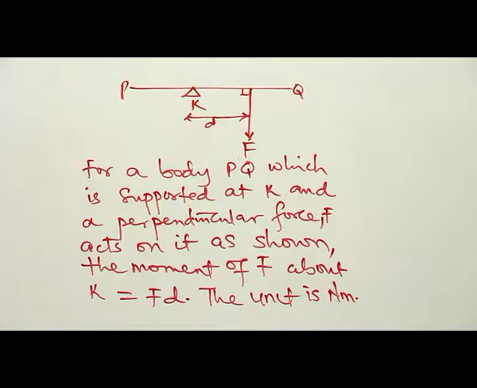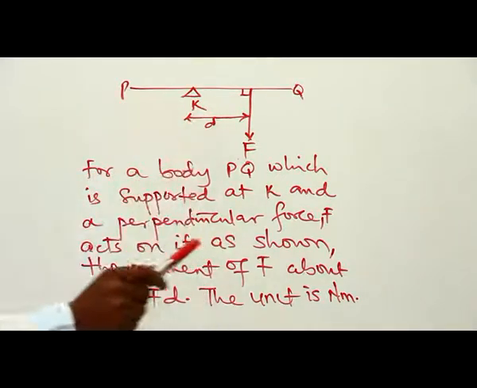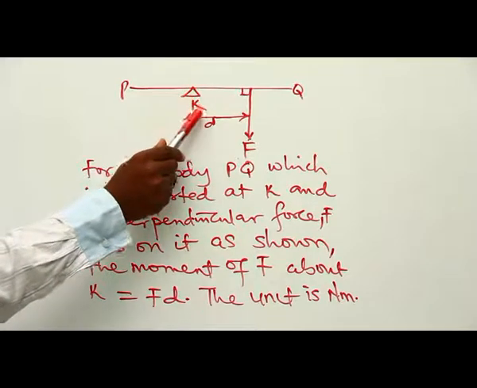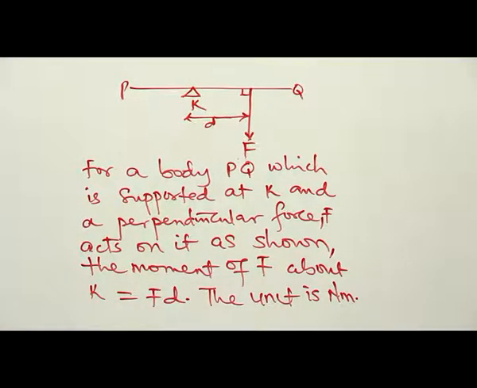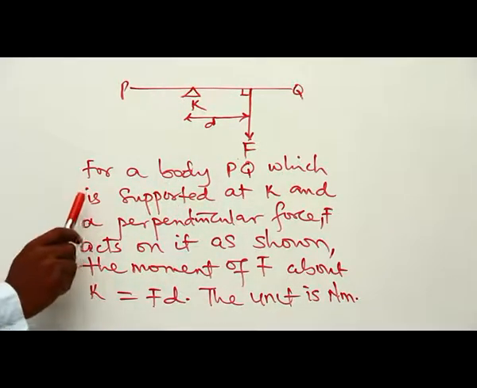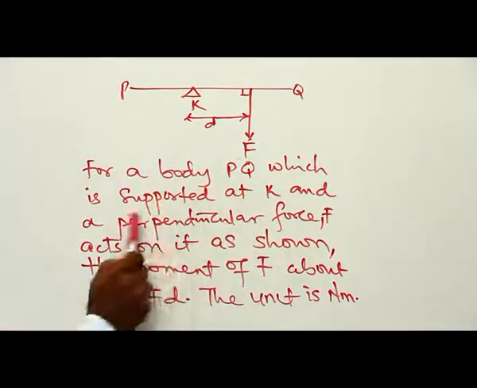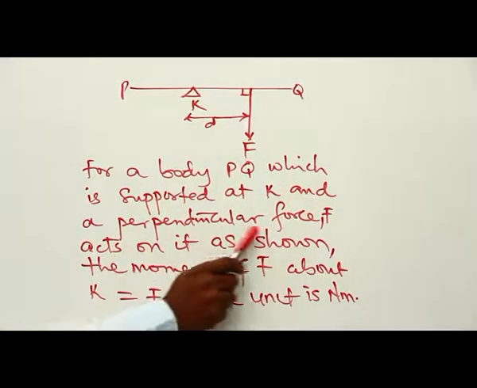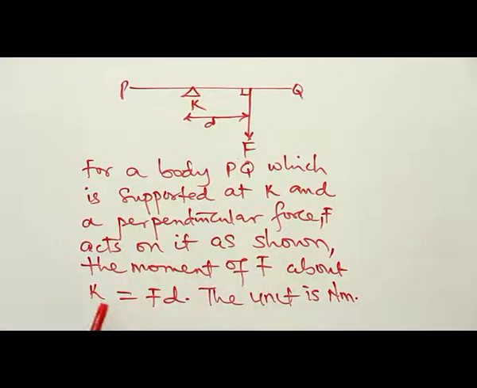Shown above is a simple illustration of a body PQ supported maybe with a knife edge represented by letter K, and a perpendicular force acts on it at a distance d from the knife edge. For a body PQ which is supported at K and a perpendicular force F acts on it as shown, the moment of the force about the turning point, that's K, is equal to the product of the force and the distance from the force to the turning point. The unit of moment is Newton meter.